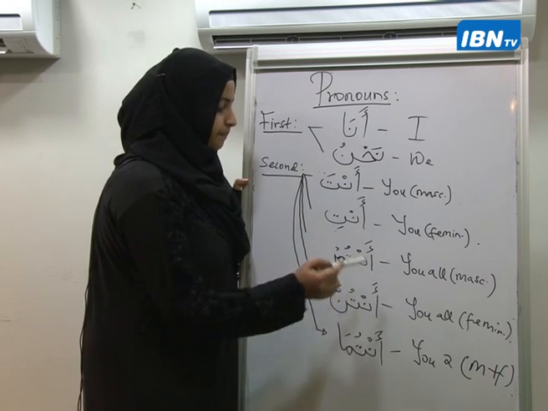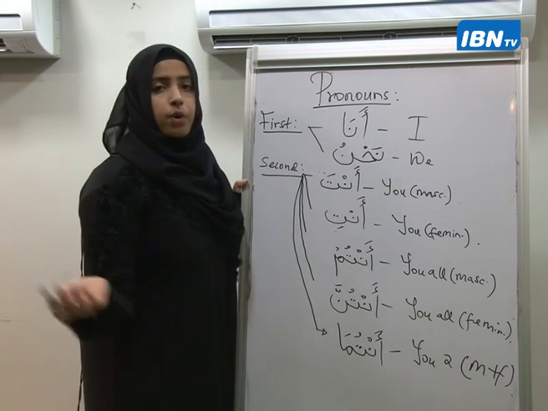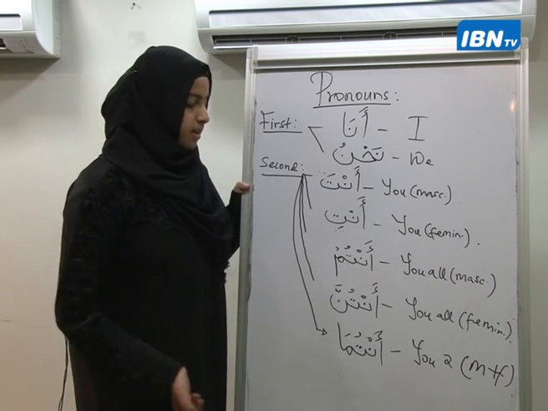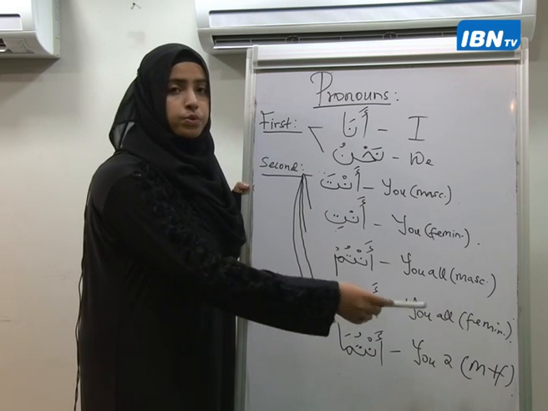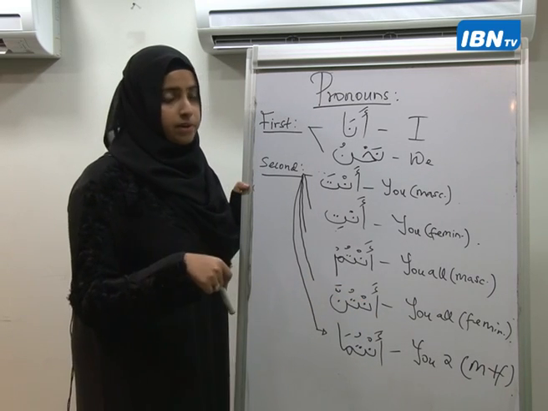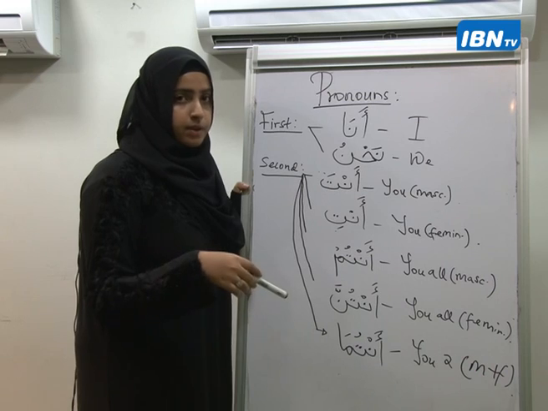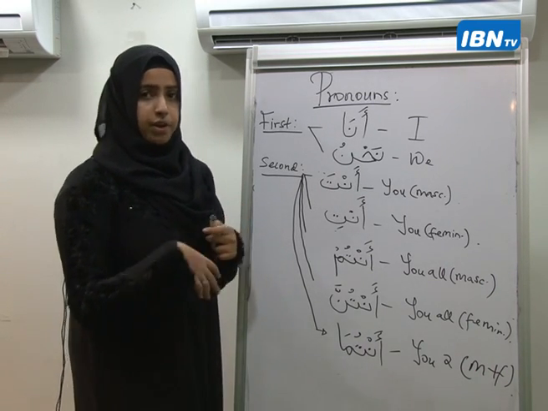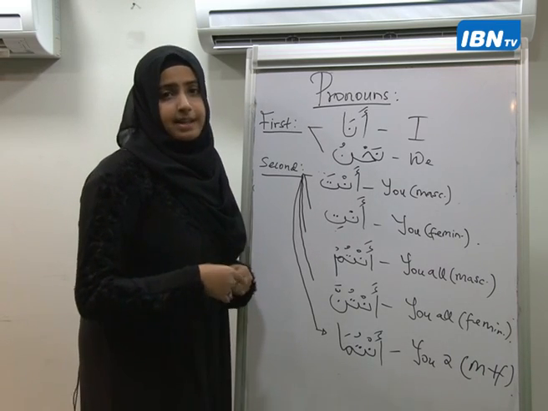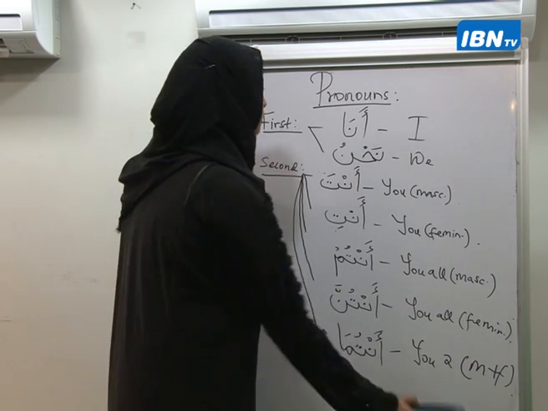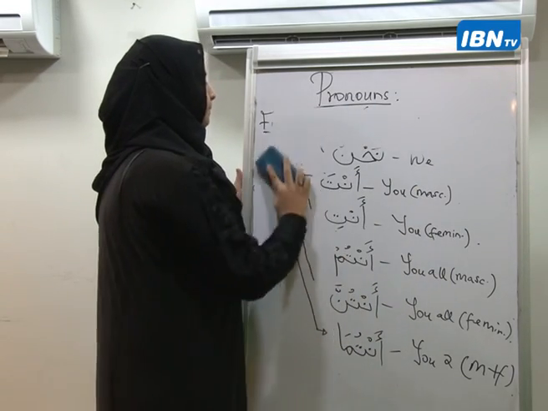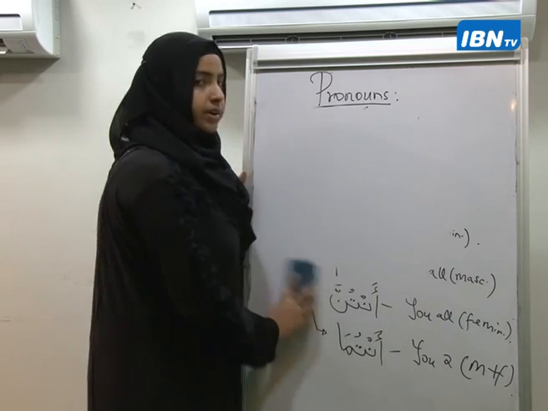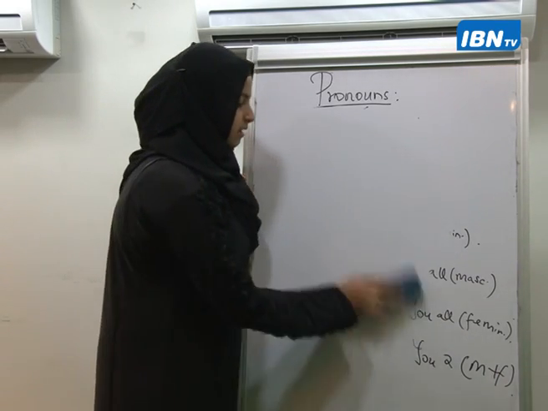Then antum, for you all masculine. And then antunna, you all feminine. And then antuma is for you two, but antuma in the dual form is used for both masculine and feminine. Now I'll list down the third person pronouns, then we can start formulating sentences using these pronouns. So I'll go to the third person. We're done here with first person and second person.